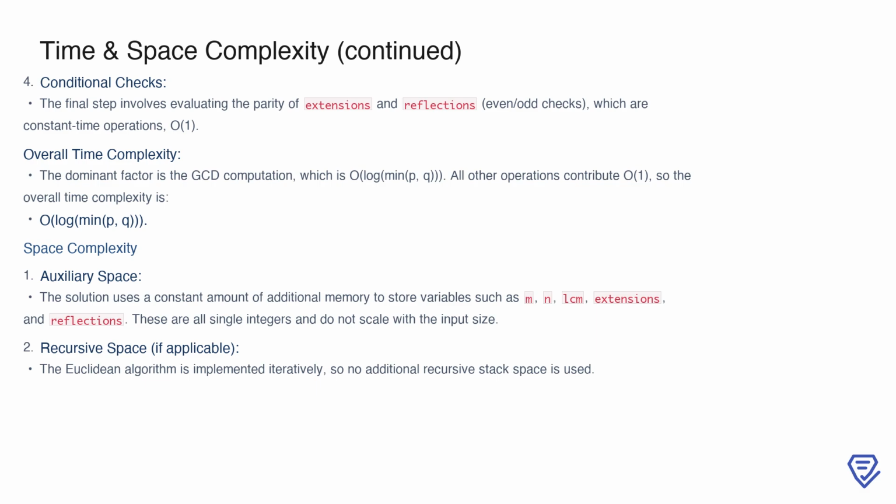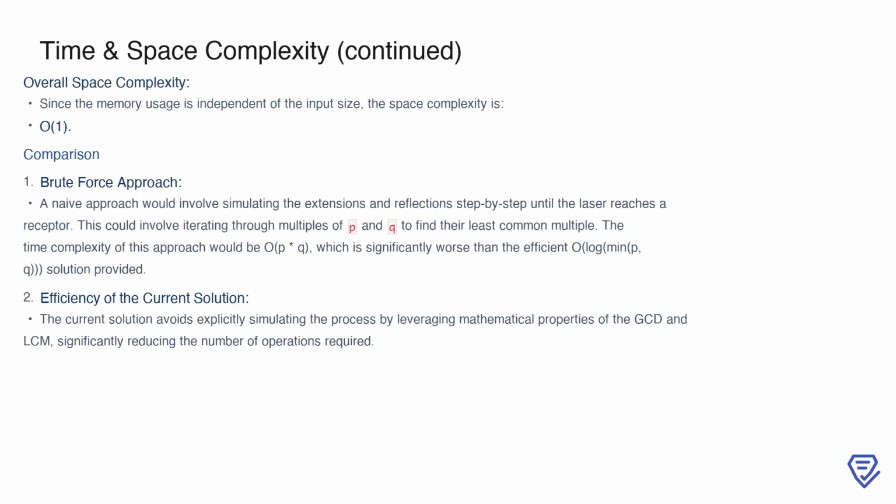The solution uses a fixed number of variables, such as m, n, LCM, extensions, and reflections. These are all single integers, and their memory usage does not scale with the size of the input. Additionally, the Euclidean algorithm is implemented iteratively, so there's no recursive stack space involved. This means the auxiliary space complexity is constant, or O(1). When we consider the overall space complexity, it is clear that the memory usage remains independent of the size of the input. As a result, the space complexity is O(1).